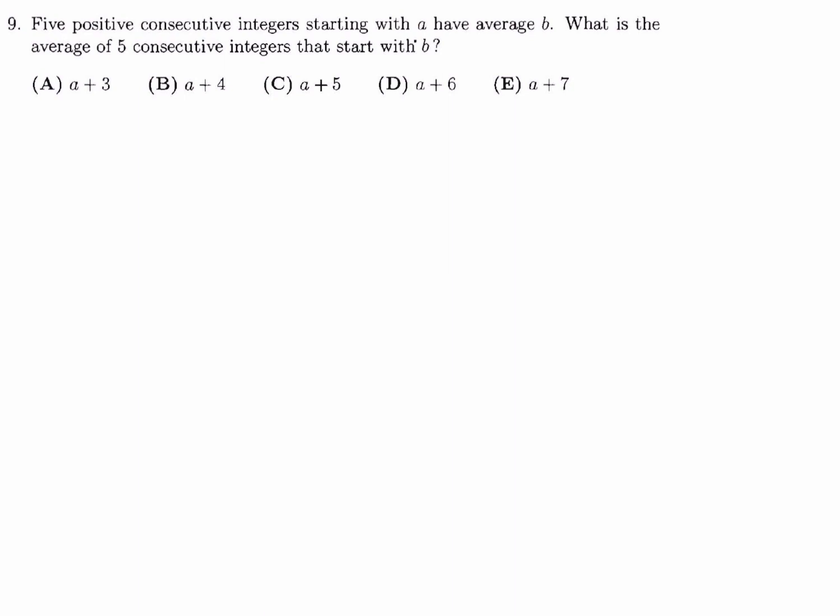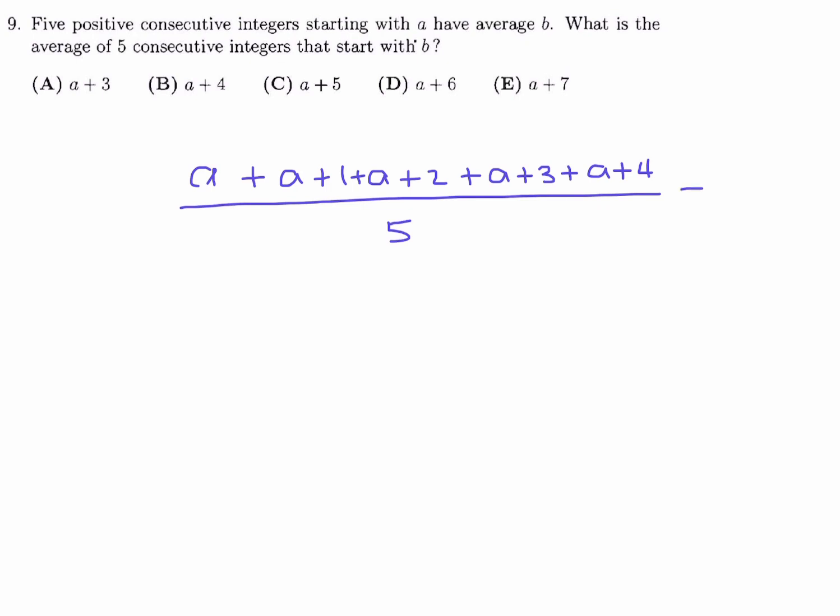Five positive consecutive integers starting with A have an average of B. What is the average of 5 consecutive integers that start with B? We have A, A plus 1, A plus 2, A plus 3, A plus 4. Those are our 5 consecutive integers, and when you take the average, they're saying that is B. So if you add this up, it becomes 5A plus 10, equals 5B, divide through by 5, and you get A plus 2 is equal to B.